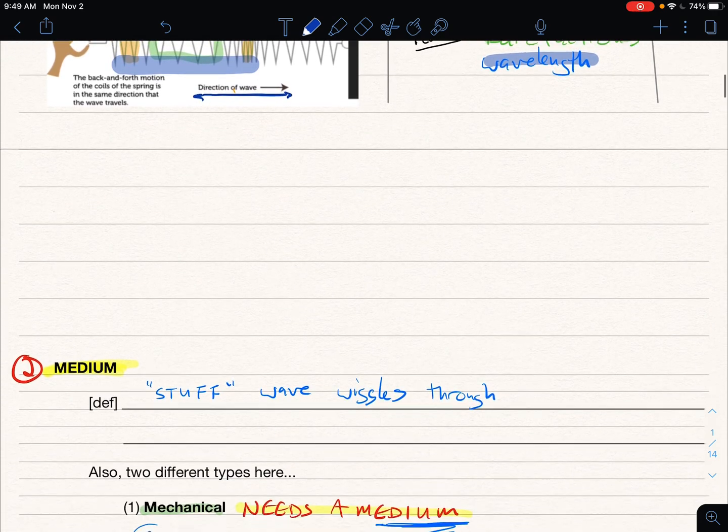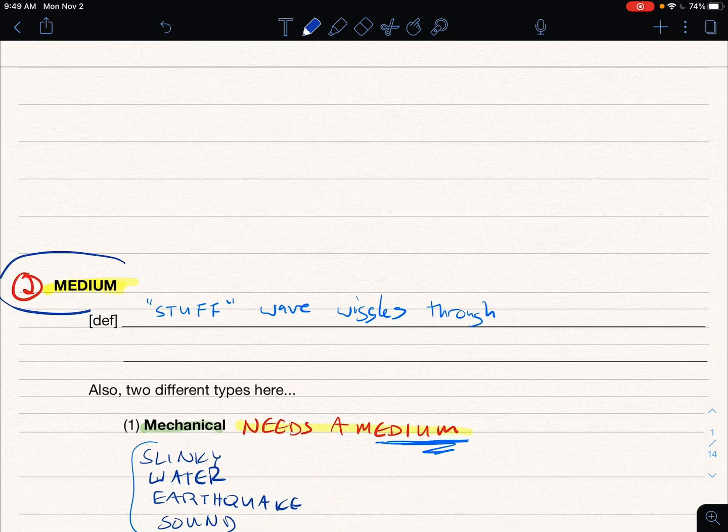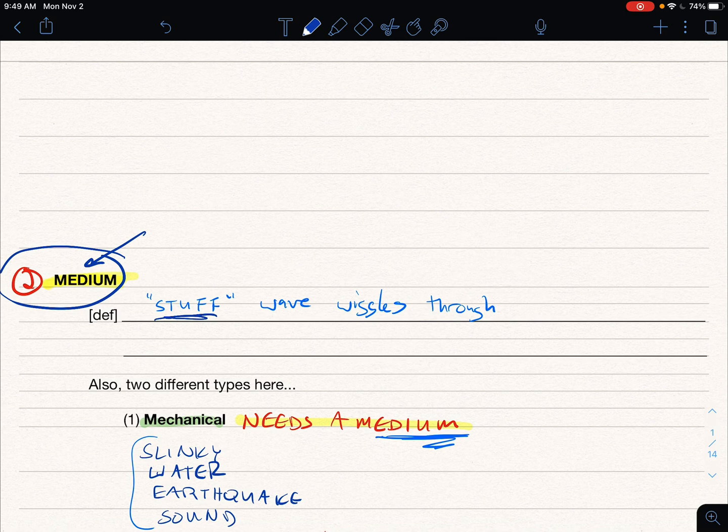The second way that we're going to describe waves is whether or not they require a medium. And a medium is just a fancy word for the stuff that gets wiggled. So if a slinky is having a wave pass through it, we would say the slinky is the medium. Ocean waves, the water is the medium. Earthquake waves, the earth is the medium. Sound waves, the air is the medium. It's the stuff that actually gets wiggled. What are the molecules that are vibrating back and forth? Why they have to use a fancy word like this, I don't know. They just do. I would have called it material or something.